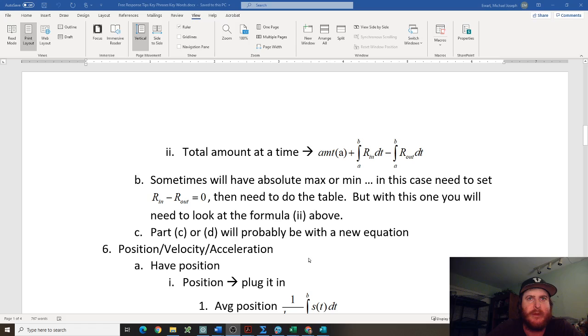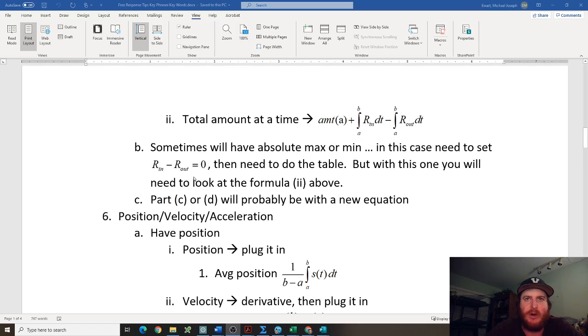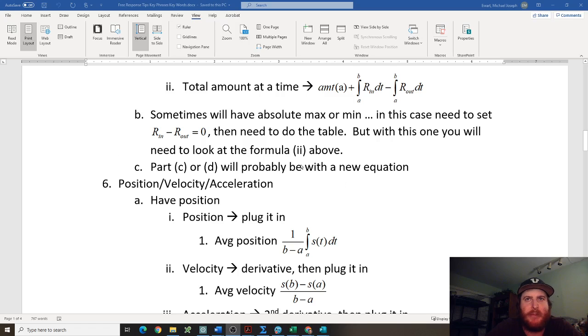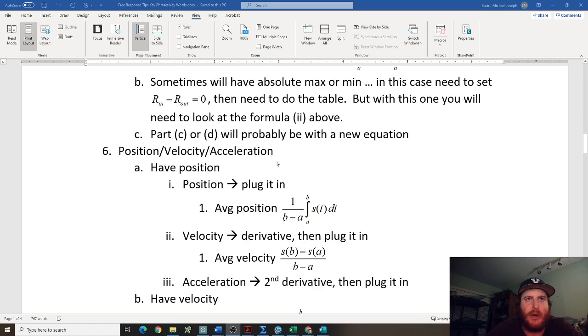minus the integral of the rate out. Sometimes this question will also have an absolute max or minimum question. In this case, you have to set the rate in minus the rate out, that's the derivative, to 0. And then you'll make your XY table. Okay, we'll go over those too as well. And then part C or D, a lot of times is a totally new equation on these.